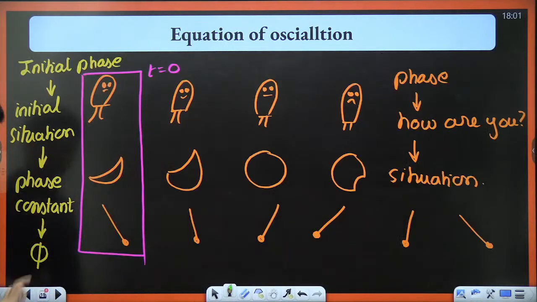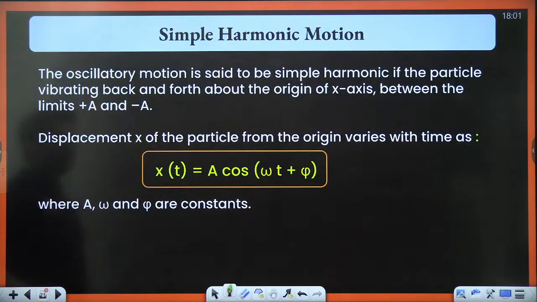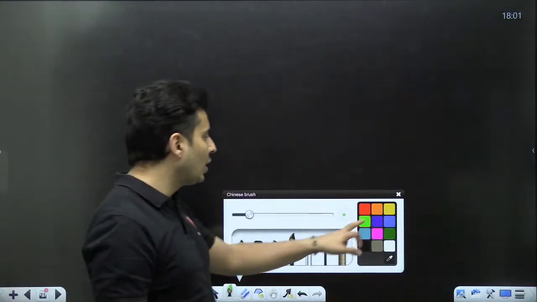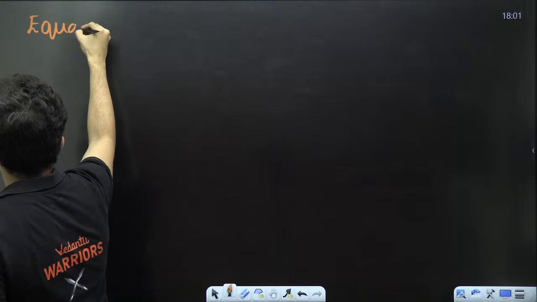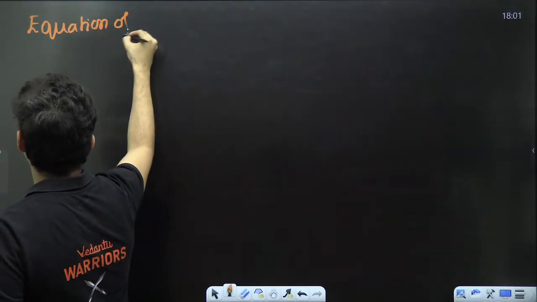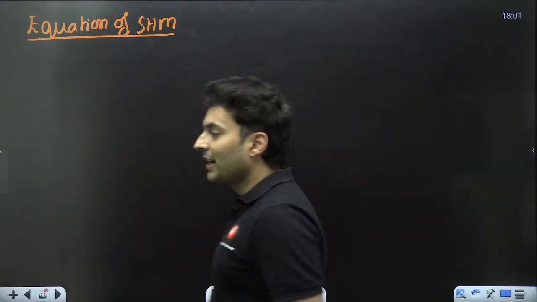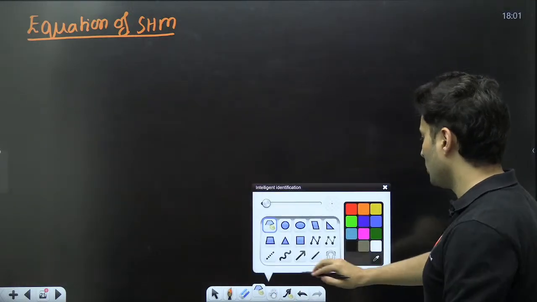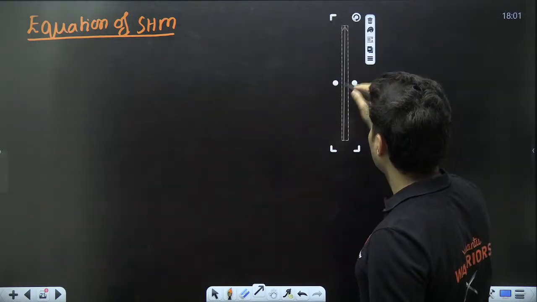So we have studied all these terminologies now, the characteristics of simple harmonic motion. Now it's time to actually see the equation of a SHM. Finally, we will see the equation of a simple harmonic motion and the graph and everything. Graphically, we know how a SHM should look. So let's draw it over here.